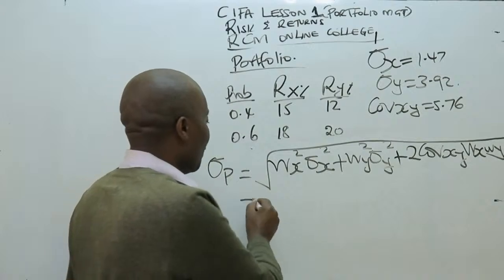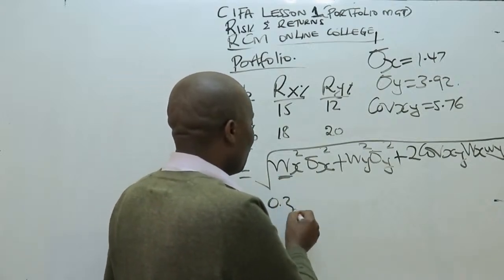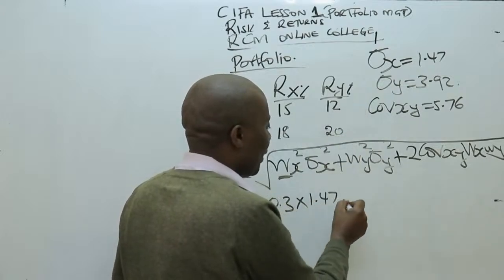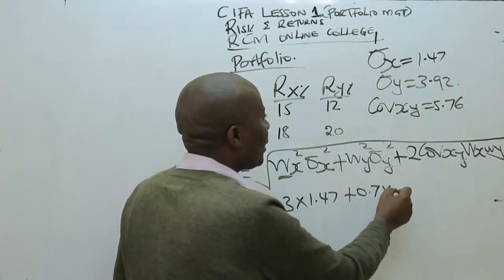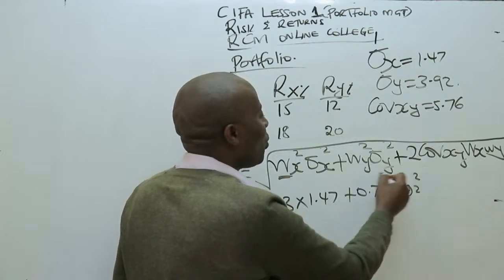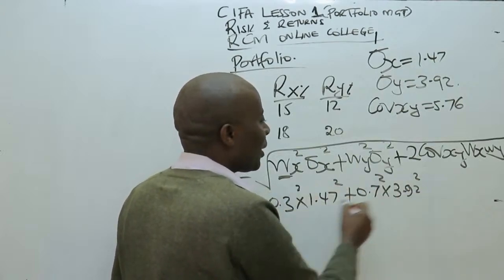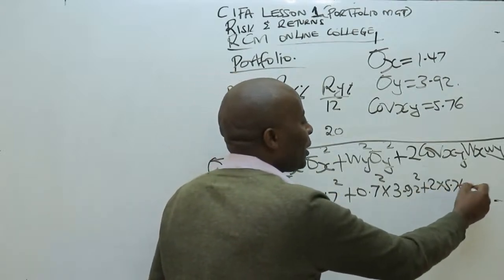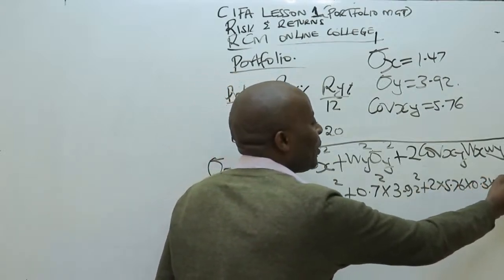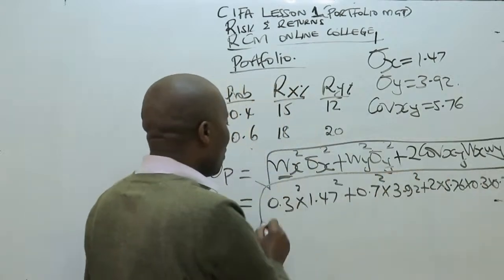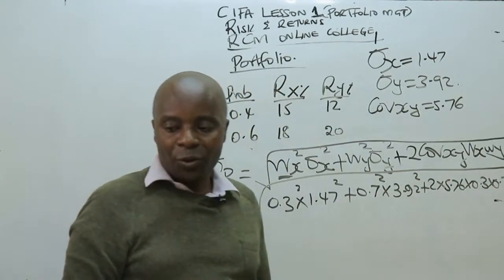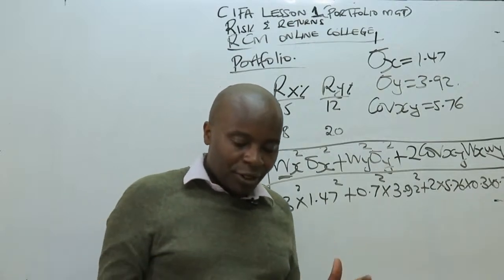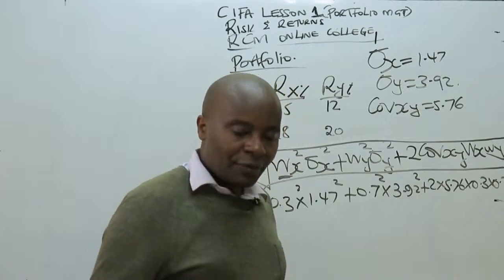So we have here the weight of X is 0.3 times the standard deviation of X, which fortunately I saved there, 1.47, plus 0.7 times 3.92. These must be squared, plus twice the covariance that I have here, which is 5.76, times the weights. And then at the end of the day, we have to crown it with a big square root. The standard deviation of a portfolio is the one that has a big square root, but you need to really understand this very well.